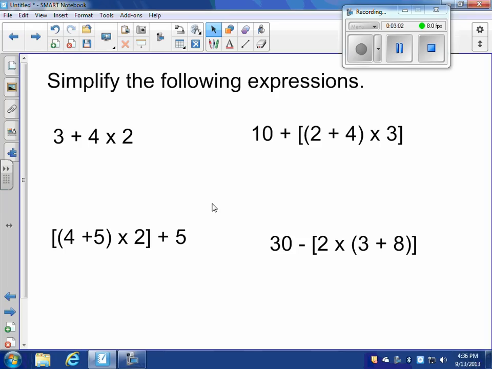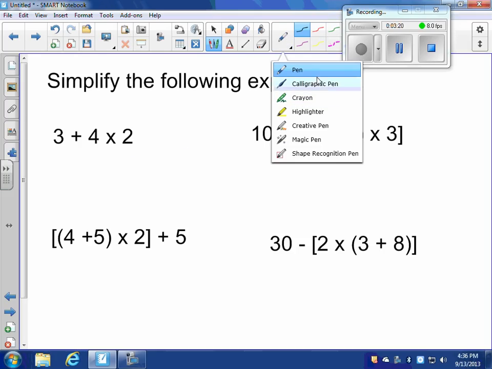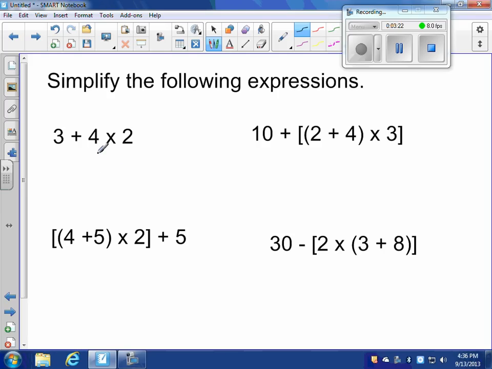Next, you're going to simplify the following expressions. Simplify is another word for solve. So go ahead and give these a try, and then we will go over the answers. Okay, so we're going to go over the answers now.